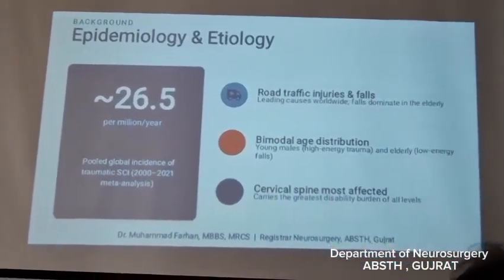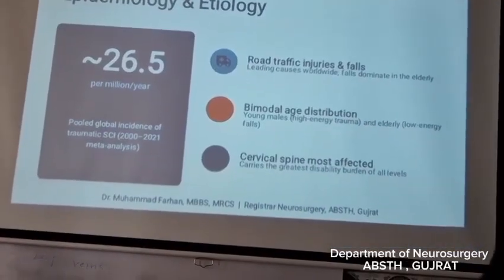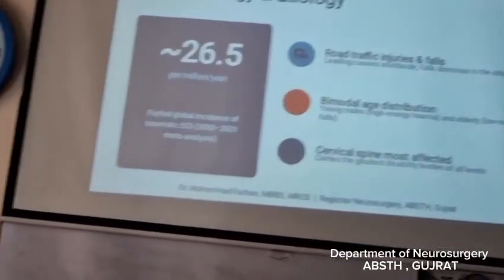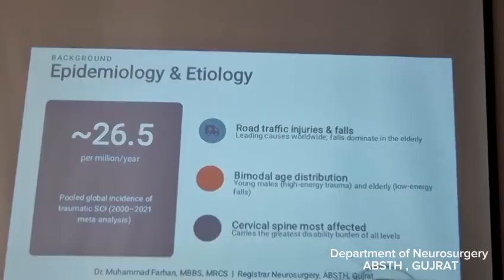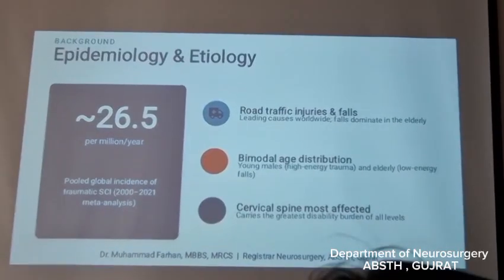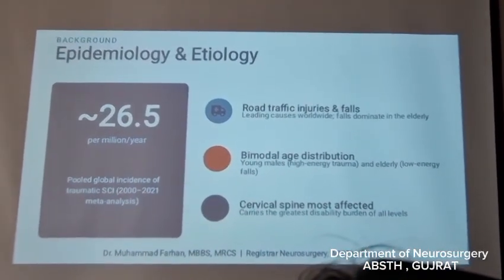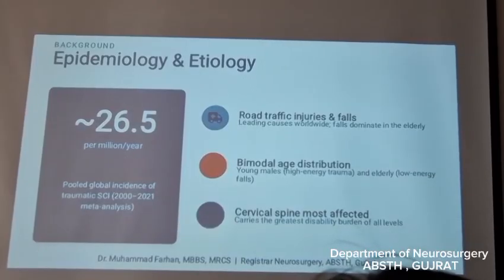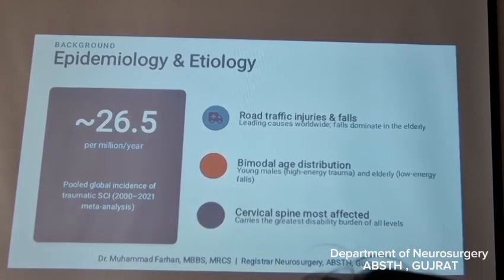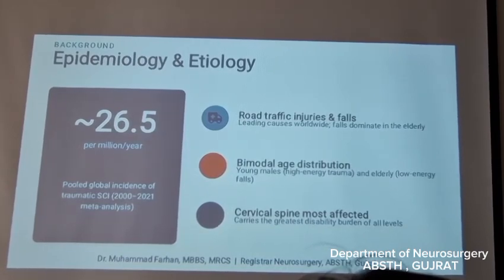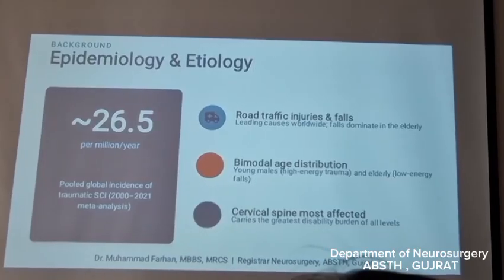So, the total incidence of traumatic spinal cord injuries ranges from approximately 20 to 40 million, and it has a bimodal age distribution. Young males, in whom road traffic accidents and high energy velocity traumas are the most common cause, and the elderly, in whom it is mostly due to falls. The cervical spine is the most commonly affected area of the whole spine, and it causes the greatest disability burden of all levels.